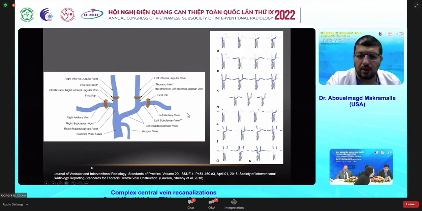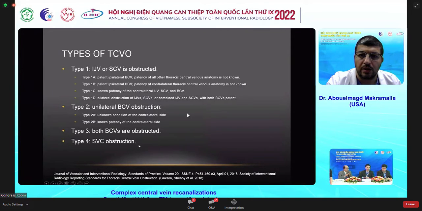There's actually a published article from the Journal of Vascular Interventional Radiology that talks about standards of practice and standards of reporting for a total central vein occlusion, and they have great illustrations to classify central vein occlusions, and they were able to classify the 4 different types of total central vein occlusion.